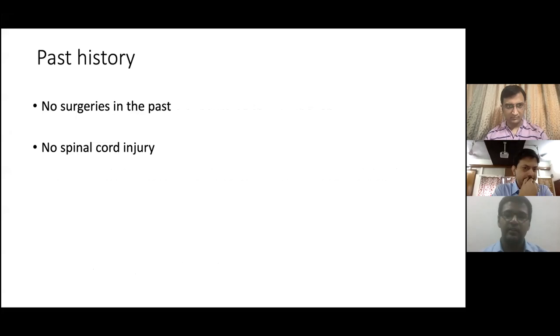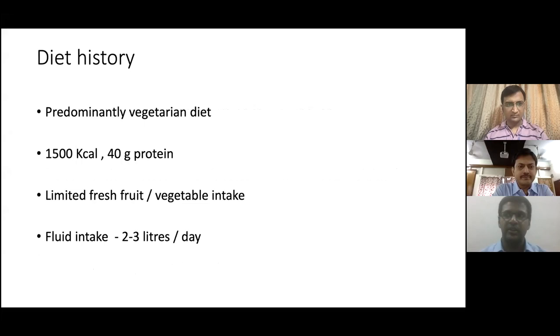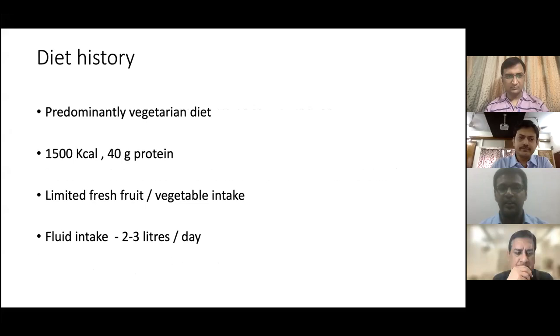Diet history: he was consuming a predominantly vegetarian diet. His calorie intake was 1,500 kilocalories with 40 grams of protein. He had limited fresh fruit and vegetable intake, and his fluid intake was adequate, around 2 to 3 liters per day.